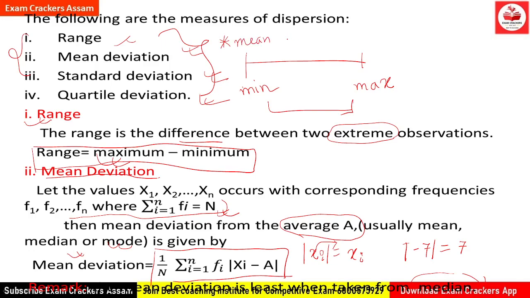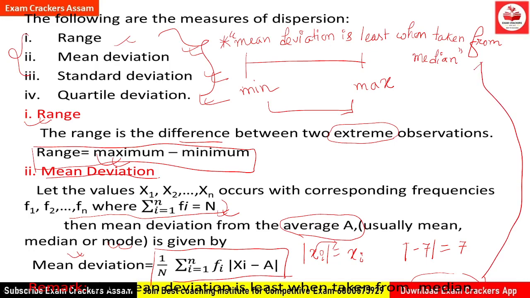Mean deviation is least when taken from median. Okay, this is very very important. কেতিয়াবা আপোনালোকক এনেকে দিব পাৰে যে mean deviation is least when taken from option number 1 median, option number 2 mode, option number 3 mean. Then you have to click on median.